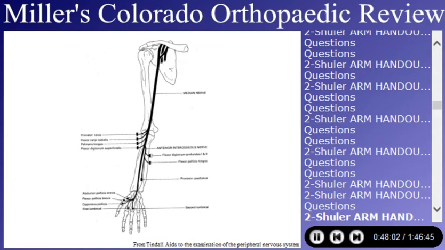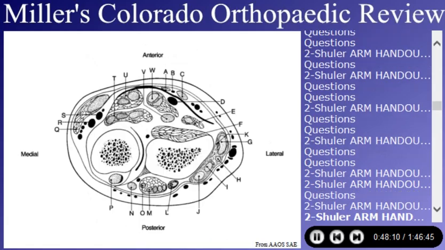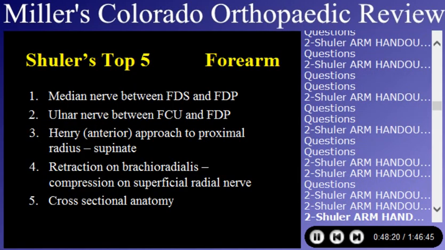Remember, these diagrams are extremely helpful in determining what nerve injuries, lacerations, what's expected to come back first, and what's expected to come back last. Hint, hint, once again: this diagram showed up on the exam. I left it unlabeled just so you can practice. Top 5: median nerve is between the FDS and FDP. Ulnar nerve between FCU and FDP.